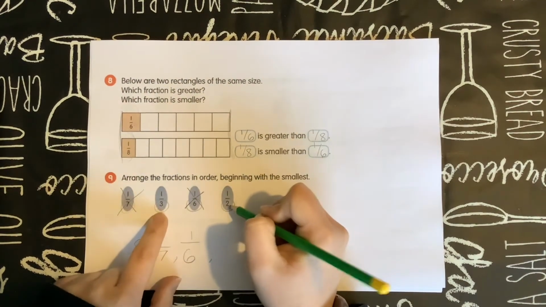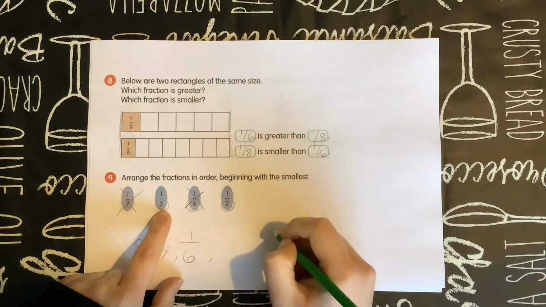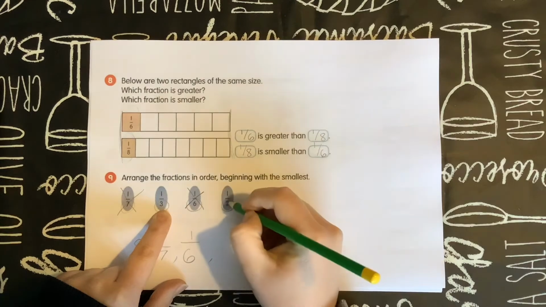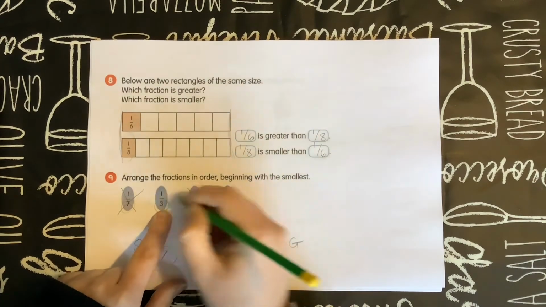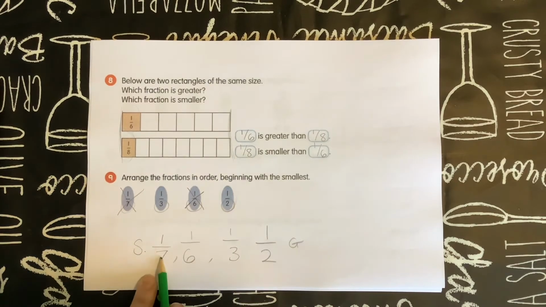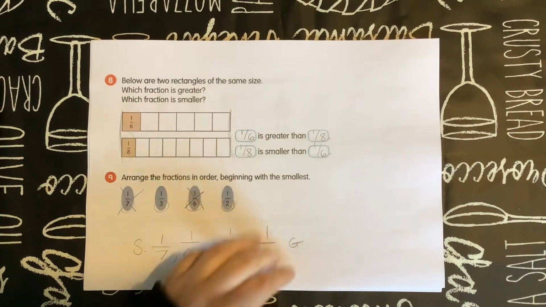Then which one's bigger out of these two? Well, we know that 1/2 is going to be the greatest because it's only been cut into 2 pieces. So 1/3 comes just before. So smallest to biggest. This has been cut into 7. This has only been cut into 2, so you get a bigger piece.